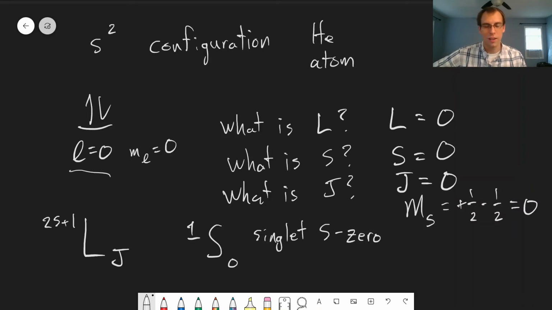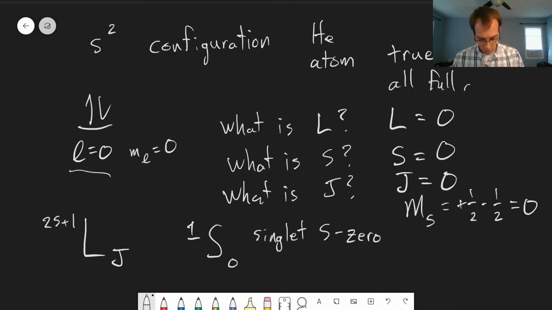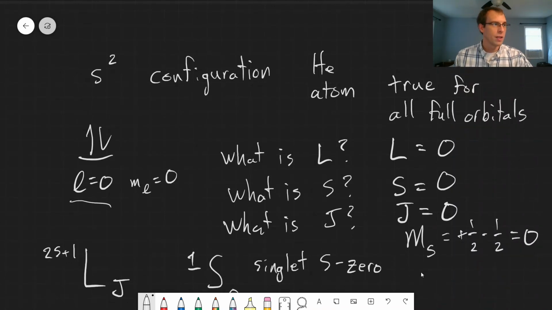So an s2 configuration, no matter what atom we're looking at, whether it's a helium atom or something like beryllium or anything as we go down the periodic table, has the singlet S0 term. And it turns out that this will be true whenever we have a full orbital or an empty orbital. True for all full orbitals. Again, let me move that down so you can see it. So all full orbitals and all empty orbitals have this singlet S0 term that describes them.